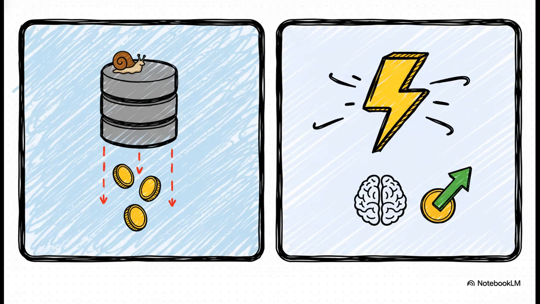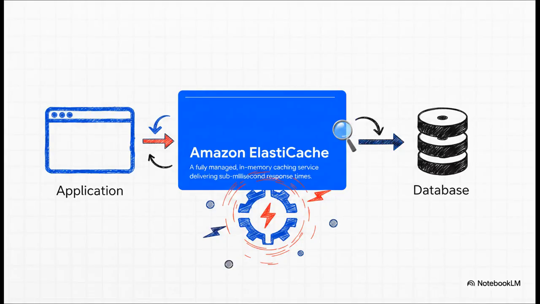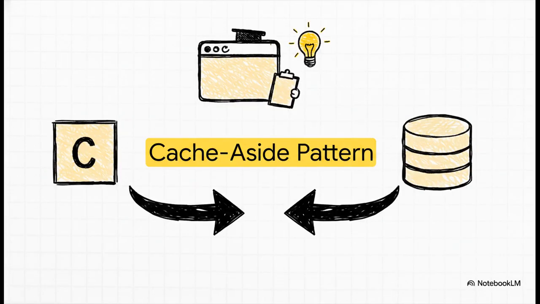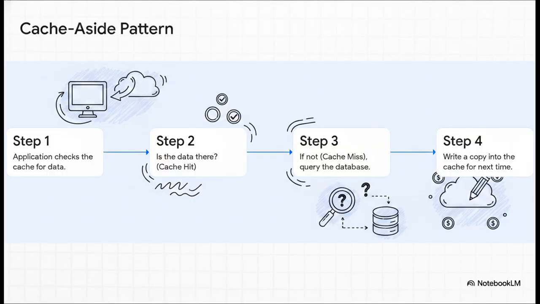A high-speed memory layer, or a cache. Think of it like putting a super fast data store, like Redis, right between your app and your database. It's a really smart strategy where your application itself manages this new fast memory layer. So how does it work in practice?